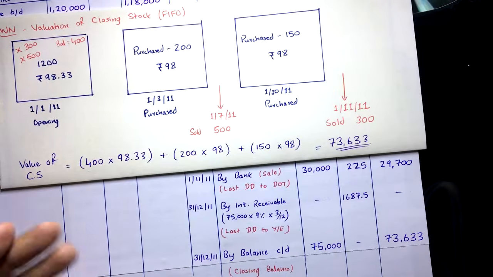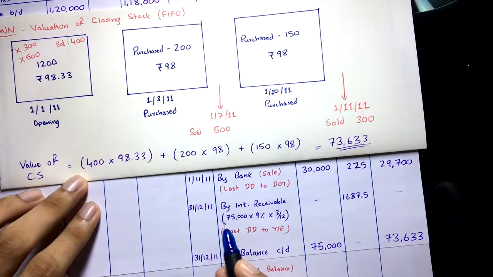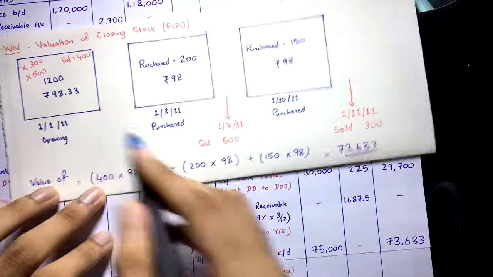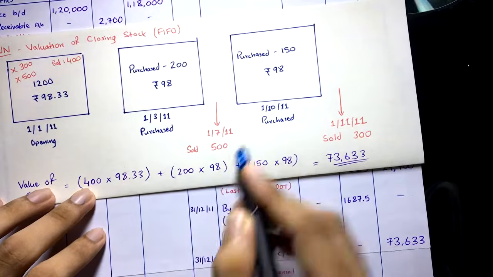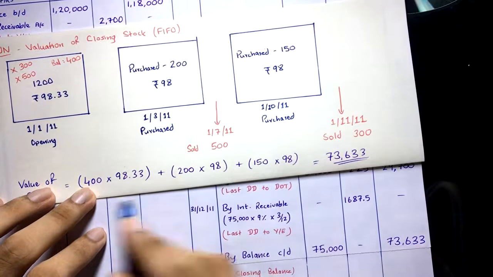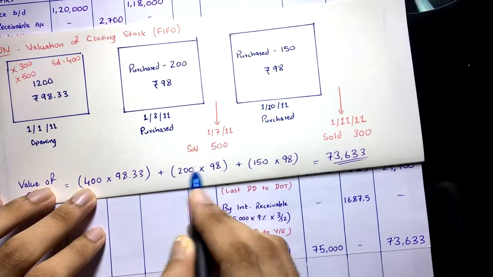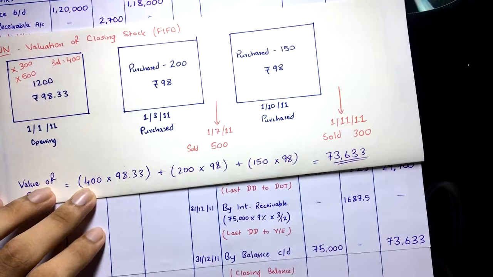Now what you have to do, just multiply and find it out. So 400 balance is there, 400 into 98.333, this price, and then 200 into 98, 150 into 98. This is the whole closing stock. This is all closing stock, right? The quantity into the price, quantity into the price, quantity into the price. See how simple it is.